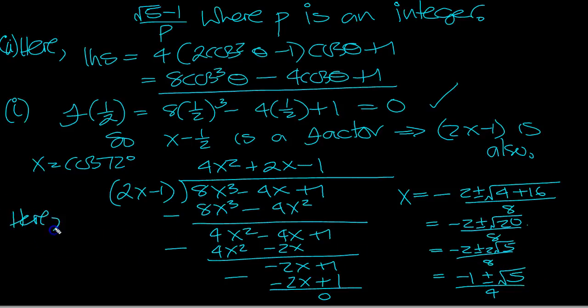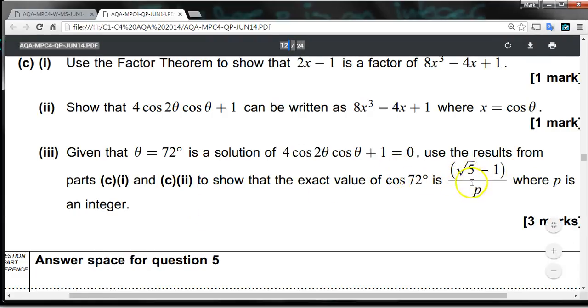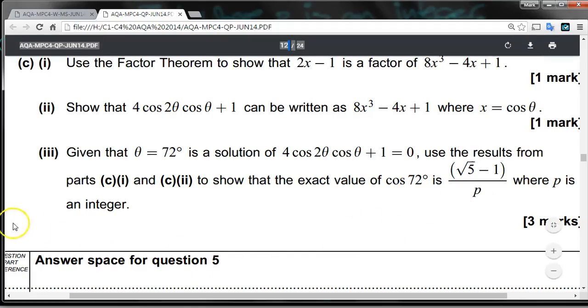So let's go back to the question. Cos 72 is positive, we know that. So which one is it then? So cos 72 degrees must equal root 5 minus 1, because it's got to be positive, over 4. Back to our question, root 5 minus 1 over 4.